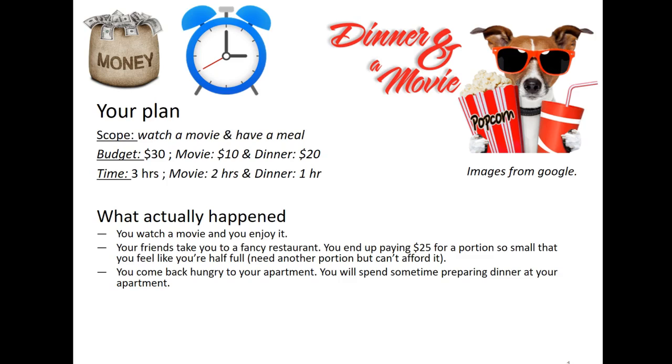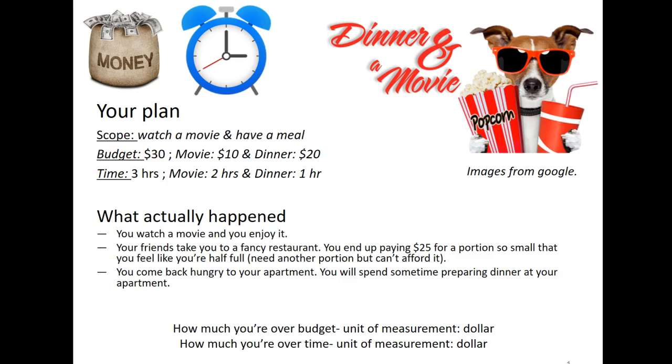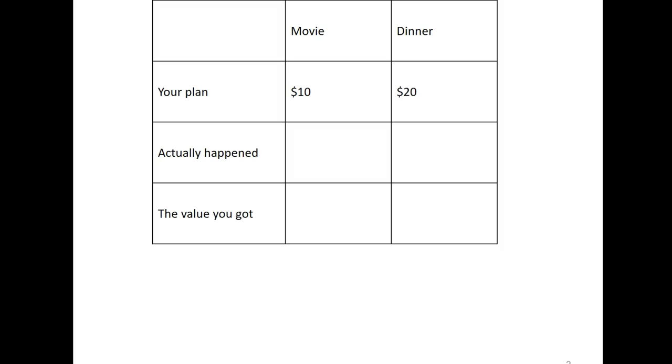So the question is how much you're over budget. The unit of measurement is dollars. And how much you're over time. The unit of measurement is hours. So we're going to introduce a new concept here that will be used in your lab 6. It's called earned value, and there is an exercise called earned value analysis. This concept is used both in agile and traditional projects, so it's a very important part of your course.